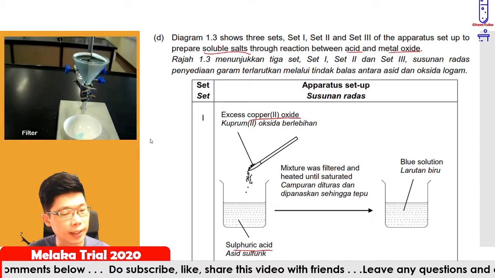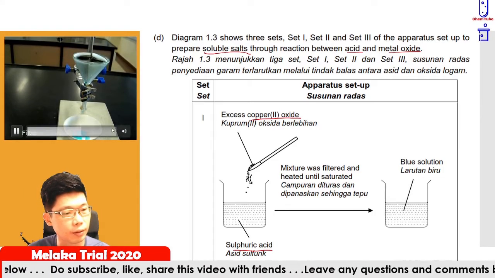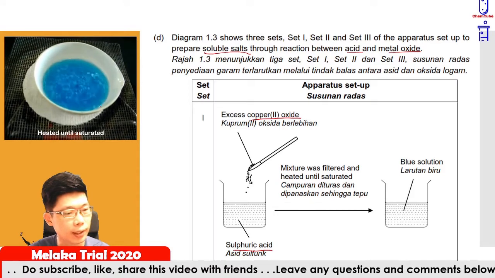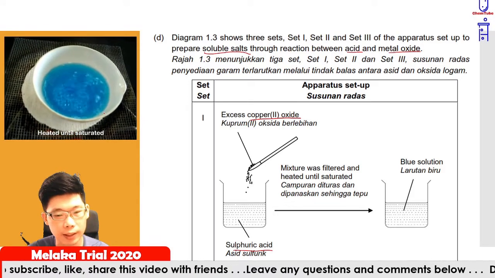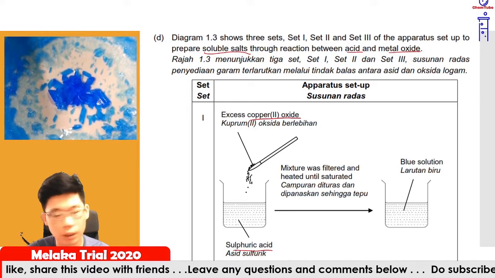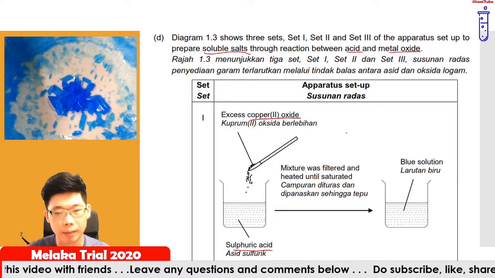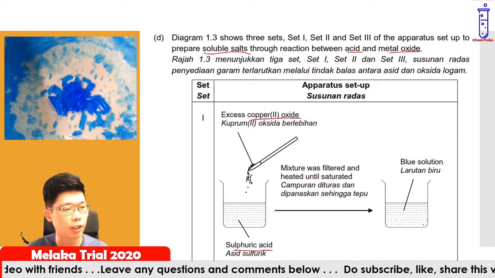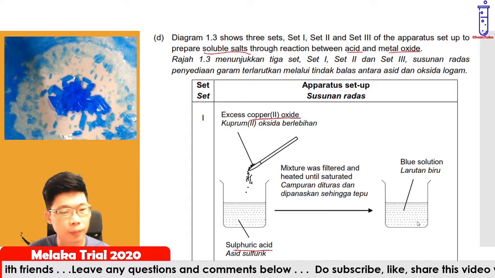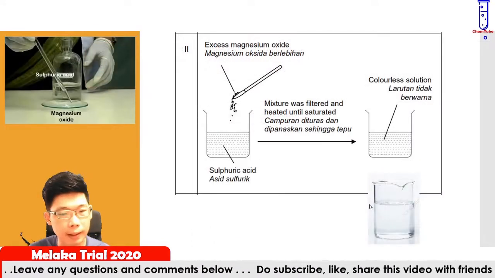Then filter first to remove the unreacted solid. So you get the blue solution, then you heat until saturated. Then actually you will get the blue salt crystal, blue color. But here just mention the blue solution only. So this is for set number 1. How about set number 2?